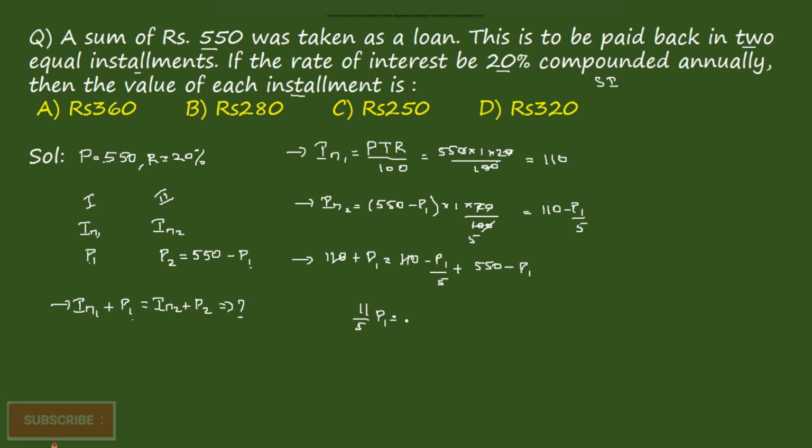P1 is equal to 550 into 5 by 11, which is equal to 250. We got the net principal. This one is nothing but 250. We know the interest is equal to 110. So the total value is 250 plus 110, which becomes 360. So the value of each installment is option A, 360.